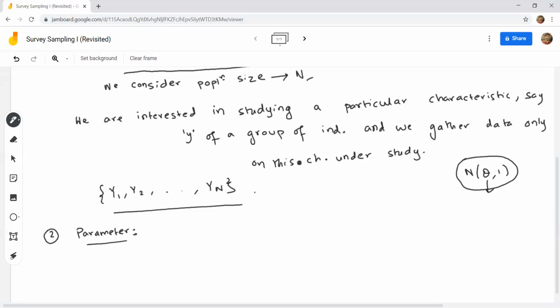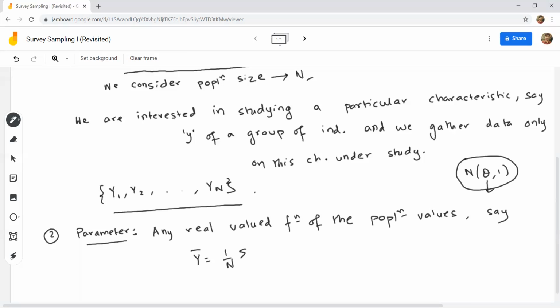But from a survey sampling perspective, any real valued function of the population entities, of the population values, say the population mean capital Y bar, which is 1 by capital N summation y_i running from 1 to capital N. Now look at Y bar. This thing depends only on the population values y1, y2 up to yN, right? It involves all the population values, and you're computing a function of these population values, right? So this thing is a parameter.